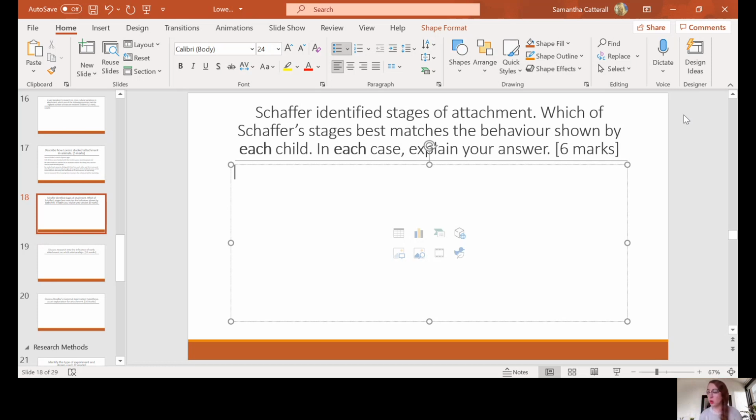So what you need to do is, this is 6 marks and there are 3 different children. There are 3 different stages of attachment, which will get you 3 marks. And then explaining why their behaviour shows that they're in that stage of attachment will get you the final 3 marks. It's like for each child, you're getting 2 marks. So if we start with Alexi.